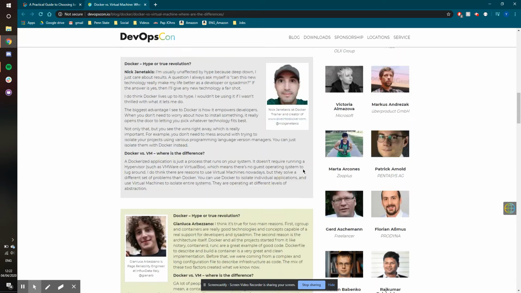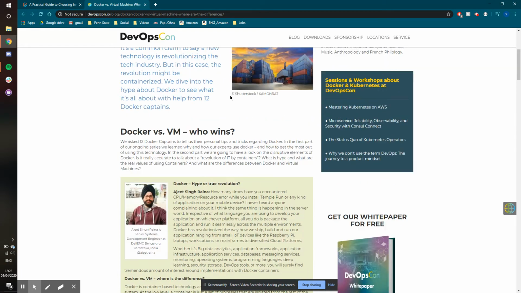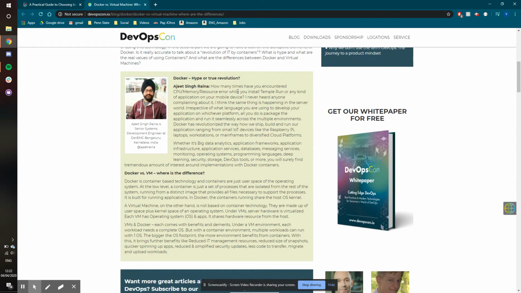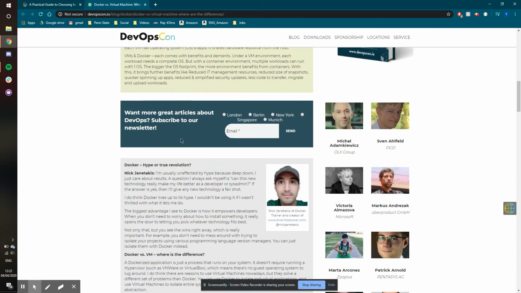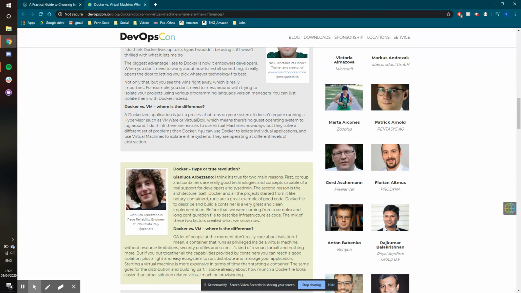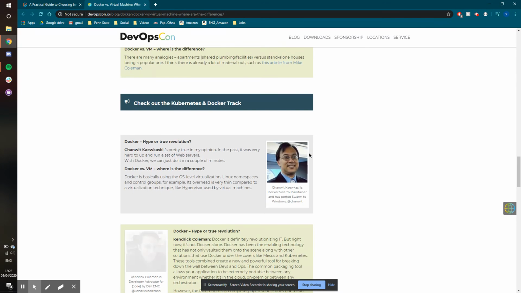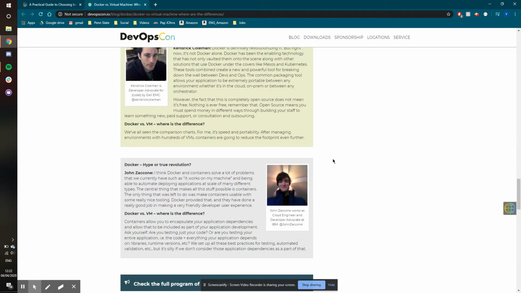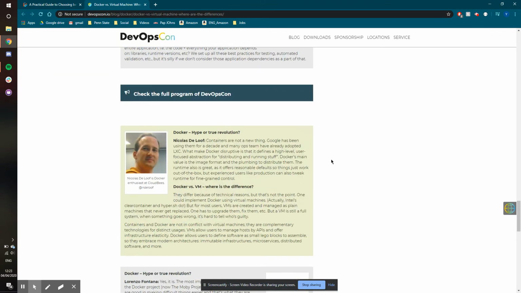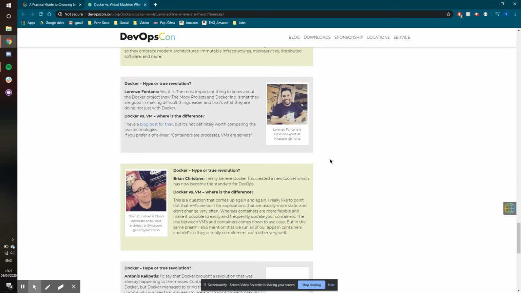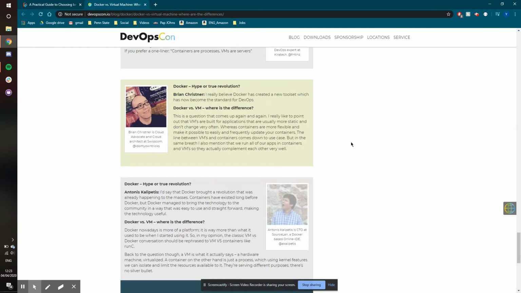So the second one, DevOps Con, is 12 Docker captains, as you can see, explaining what a container is and how it works, and then their definition of what the difference is between the two. So I found this very helpful because it's just other people in the industry talking about their experiences and how they've used it within their jobs. And as you can see here, he's used it for a blog that he's contained.